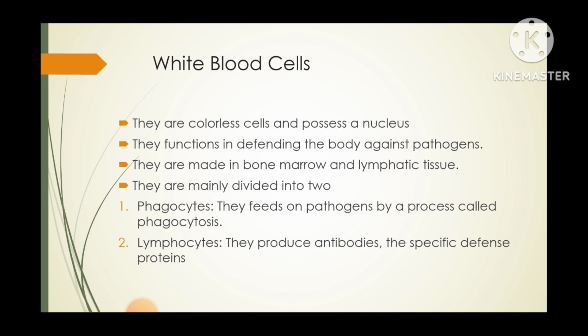And they are mainly divided into two. The first one is the phagocytes. The phagocytes feed on pathogens by a process called phagocytosis. And the second one is lymphocytes. These lymphocytes produce antibodies and antitoxins that fight pathogens. So white blood cells are divided into phagocytes and lymphocytes.